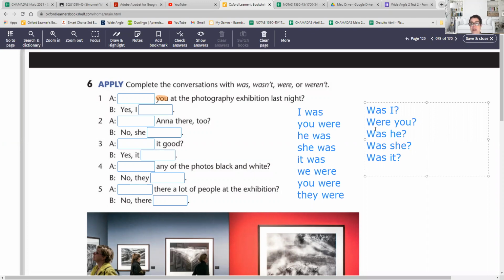Okay. Now let's do the plural form. We were. How can I make a question? Were we? Okay. Second person plural. Were you? And finally, the last one. Yes, excellent. Were they? Okay, guys. So this is it. Now, let's do the exercise with the information we have, okay? Let's try to do that. The first one, guys. How can I form the question with this information here?